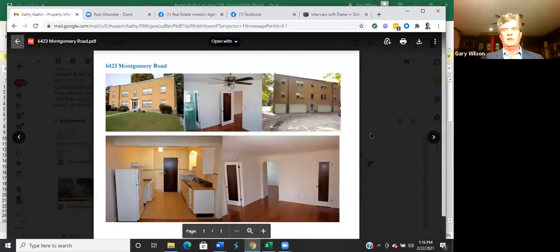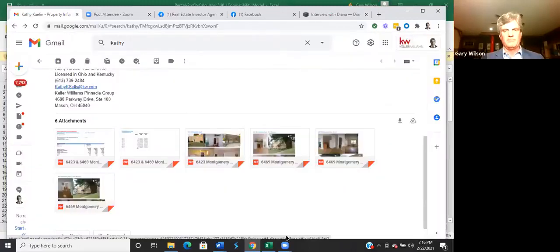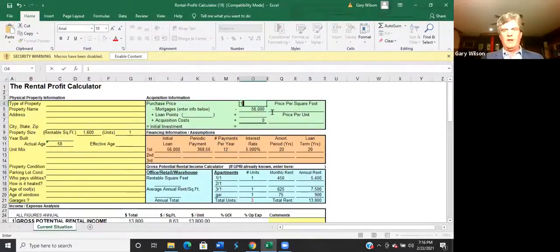So let's do some calculations here. Okay, the purchase price, what they want, is 1.8 million. So let's get rid of that. Now, while I'm typing this in, let's do a quick straw vote.